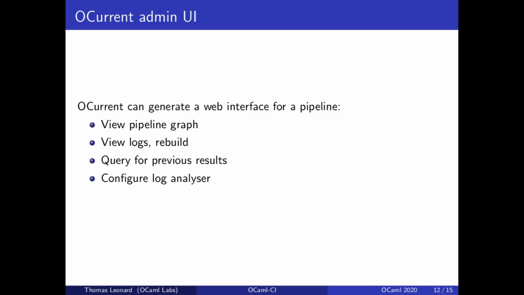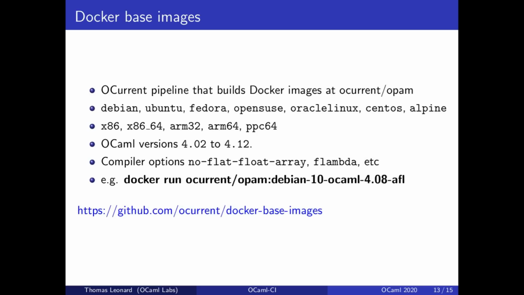And there's an admin UI that you can add to any OCurrent pipeline that will automatically give you a web interface that will show you your pipeline graph, allow you to view the logs, do queries over previous results, and configure the regular expressions used in the log analyzer. Now, writing CI pipelines is not the only possible use for OCurrent, and I wanted to just show you a couple of other uses we found for it.